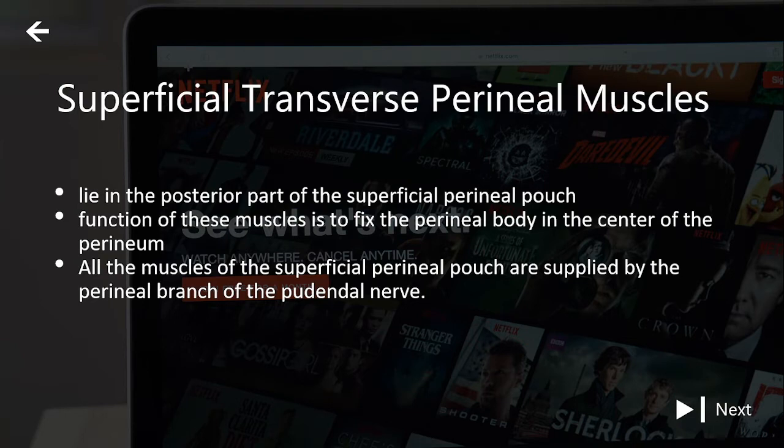The superficial transverse perineal muscle lies in the posterior part of the superficial perineal pouch. The function of these muscles is to fix the perineal body in the center of the perineum. All the muscles of the superficial perineal pouch are supplied by the perineal branch of the pudendal nerve.